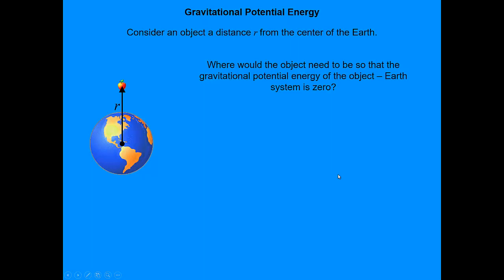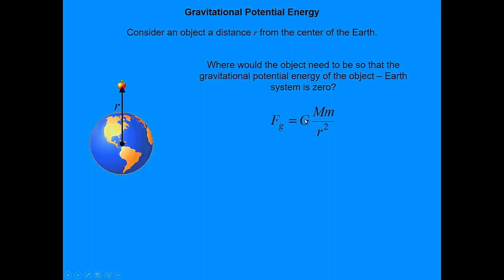Well, consider the law of universal gravitation. I hope it makes sense to you that the gravitational potential energy would be zero when the force of gravity is zero, because then it has no ability to produce change because there's no force acting on it. So when would the force of gravity be zero?